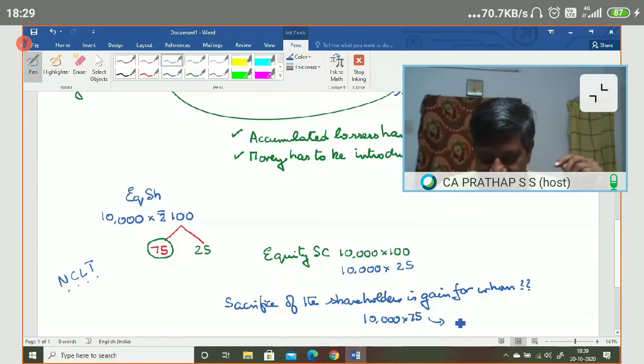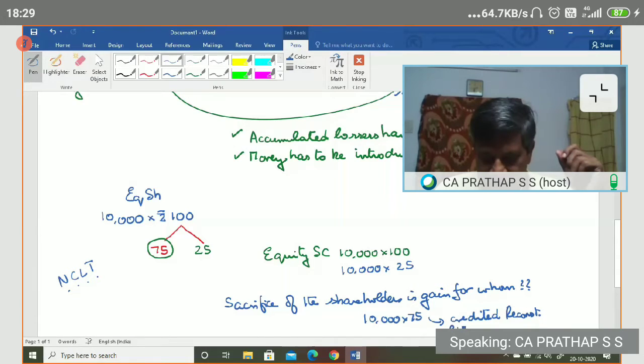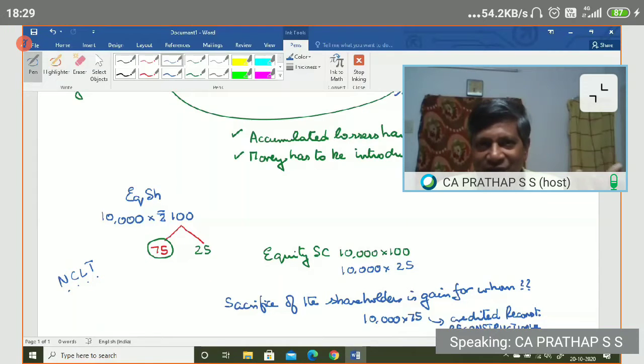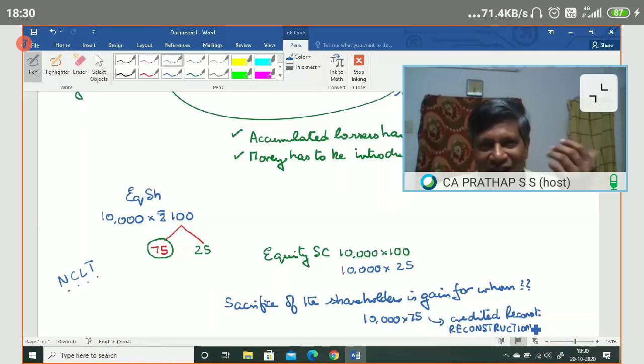So this will be credited to, yeah, 7,50,000. It will be credited to reconstruction. It is a nominal account, credit all gains. So what happened? There is a credit in the reconstruction account of 7.50 lakhs. And then suppose there's an accumulated loss of 5 lakhs. Okay, accumulated loss will have a debit balance because we debit all losses. So that we will close and transfer it to the reconstruction account.